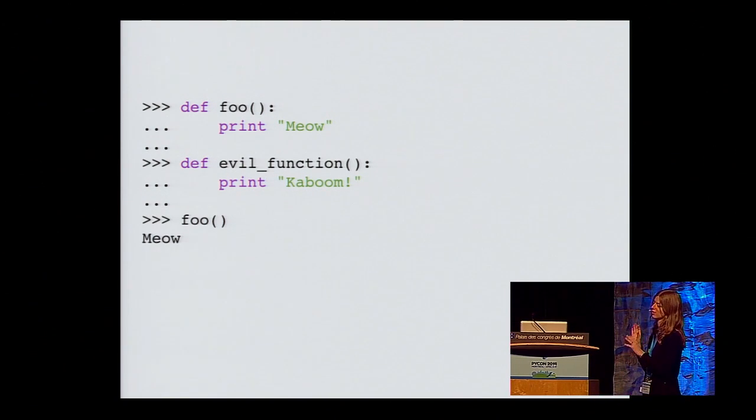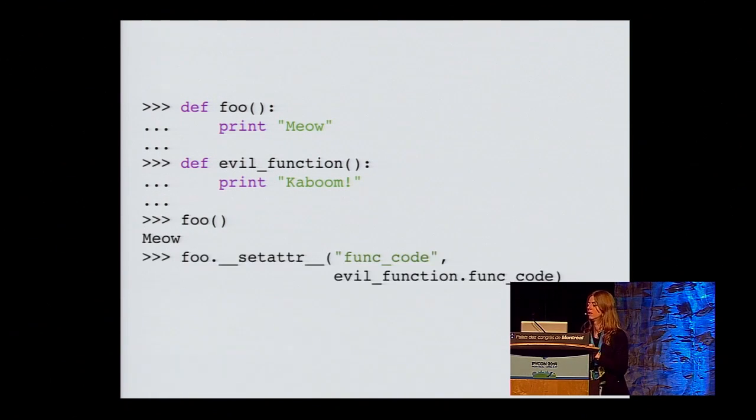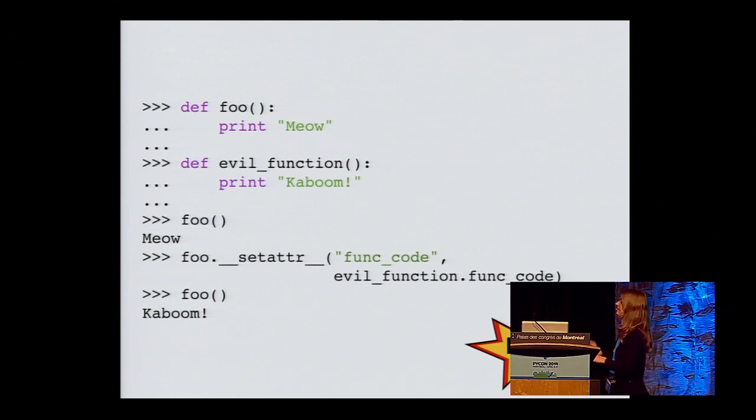OK, so just as a prototype, we have our nice function foo. And we're going to write our own evil function that prints kaboom. And if we run foo, it prints meow. But if we set the func_code attribute on foo, what happens? Uh-oh. OK, so that works. OK, so that seems bad.